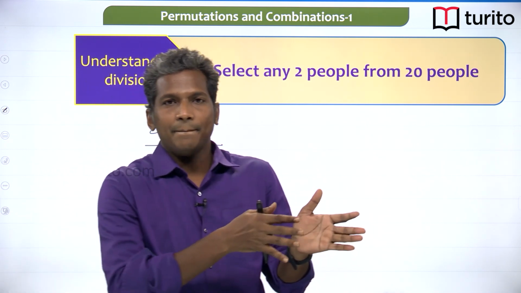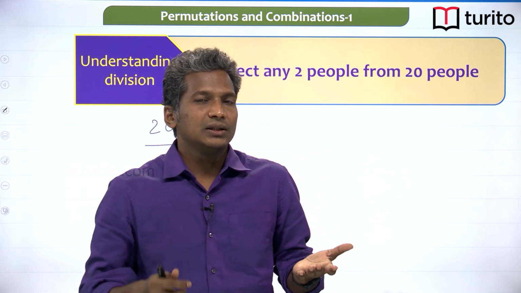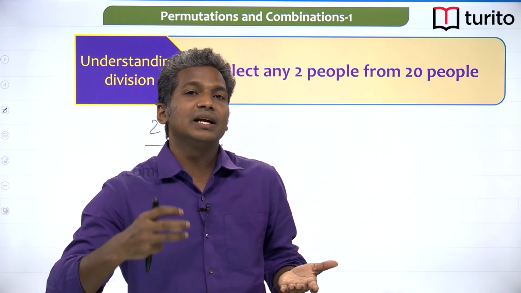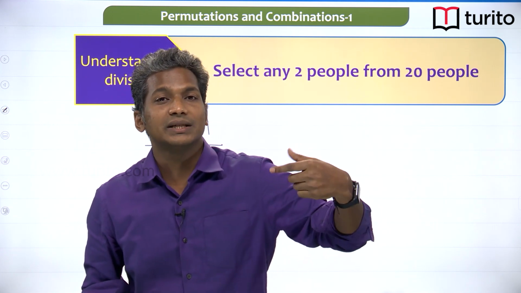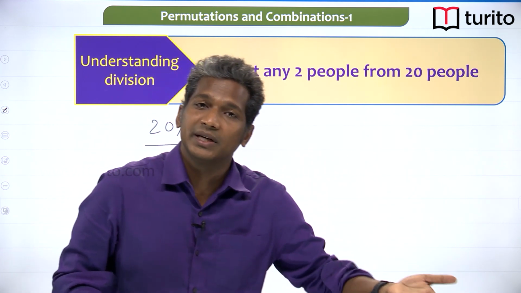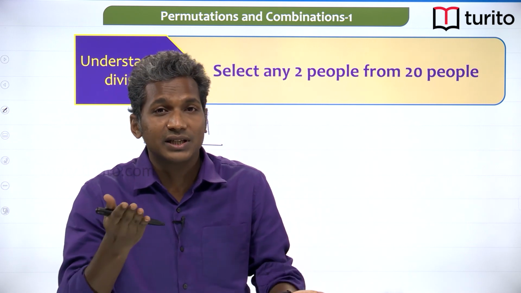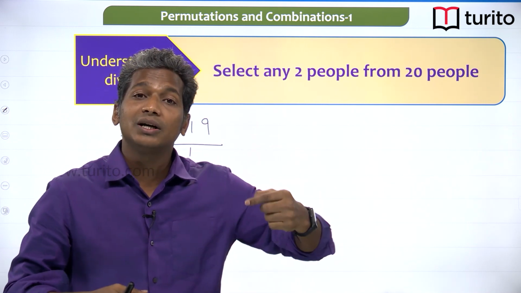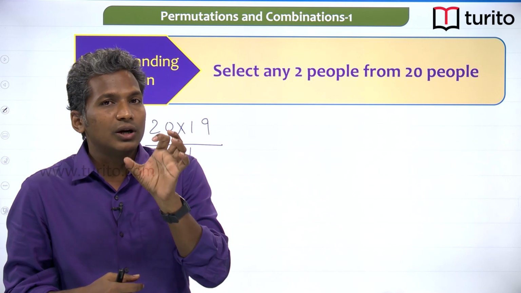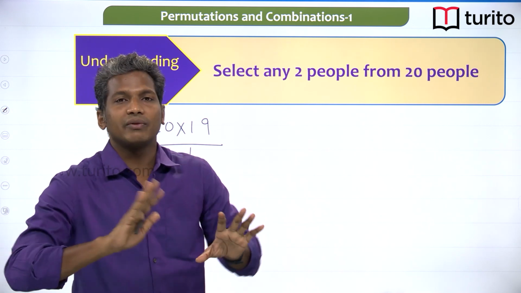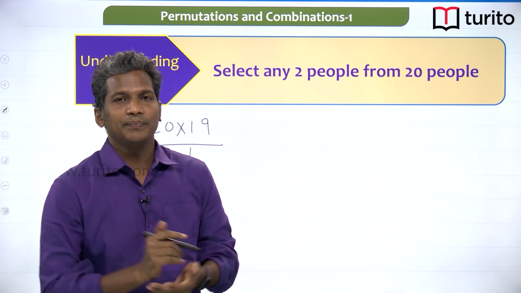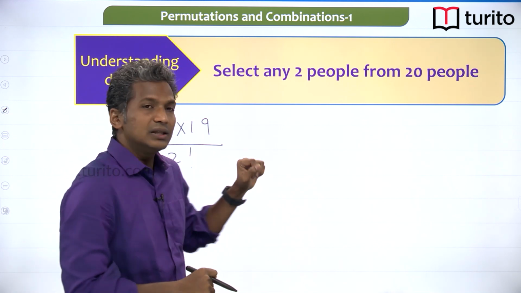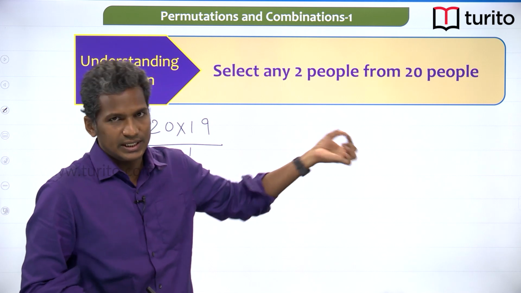Now, the other way, suppose I say that the first person who gets selected will get paradise biryani and the second person who gets selected will get bawarchi biryani. Now, there is a difference in choice. So, here order matters. When order matters, we do not divide. When order is not important to us, we divide. This way we can understand the division when we are actually selecting.